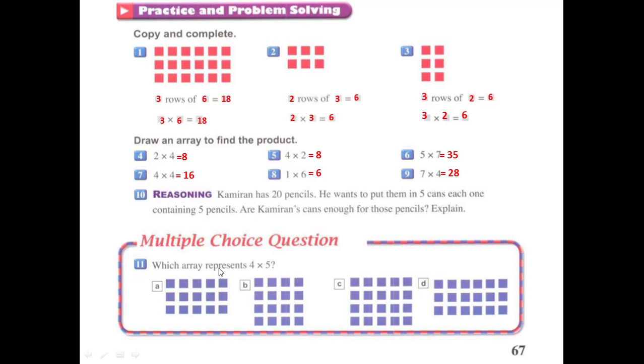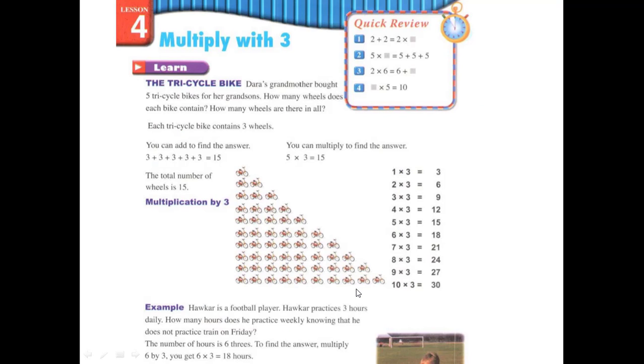Guys, which array represents 4 times 5? Where I have 4 rows with 5 columns. 1, 2, 3, 4. It's 4 rows. Let's count. If I have 5 columns, this one is the correct answer. 1, 2, 3, 4. No, I have just 4 columns. So 1, 2, 3, 4. 1, 2, 3, 4, 5. So it's 4 times 5. C is the correct answer.